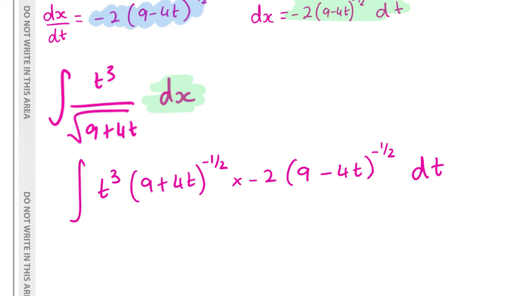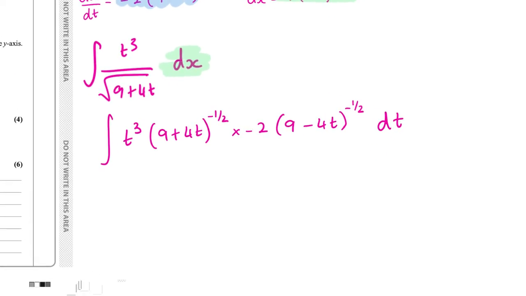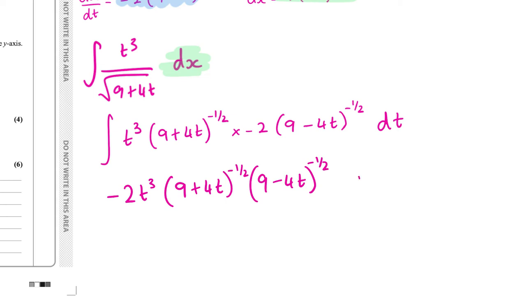Okay, this is the integral of this. So, essentially, we're going to have minus 2t cubed lots of (9 plus 4t) to the negative a half lots of (9 minus 4t) to the negative a half with respect to t. Now, forget about these negative halves for a moment. What do we notice about 9 plus 4t and 9 minus 4t? It's the factorised form of the difference of two squares. Yeah?